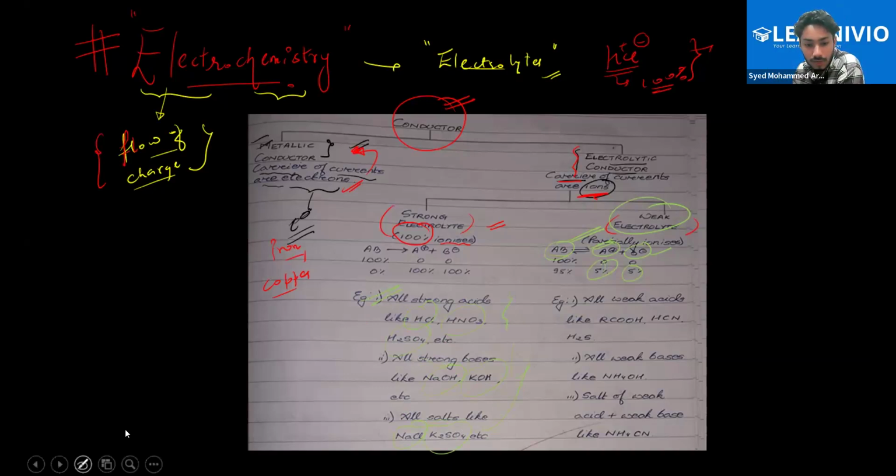And if I talk about the weak electrolyte, then the weak electrolytes are those electrolytes which are only partially ionized, and the examples would be carboxylic acids, alkyl carboxylic acids, HCN, H2S. If you take the bases, then it will be NH4OH, and if you take the salt, that would be your NH4CN. So these are the examples of the partially ionized electrolytes.